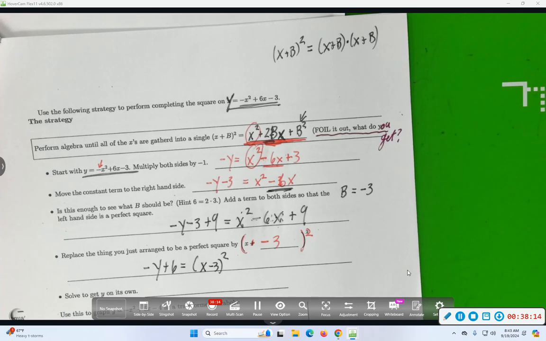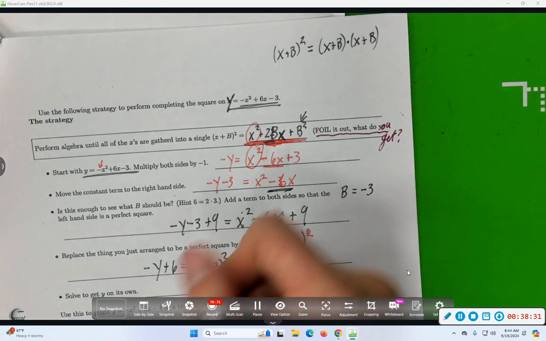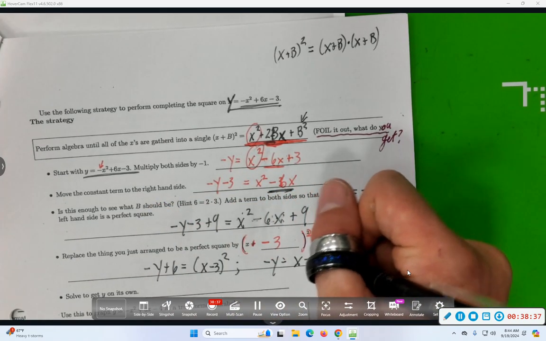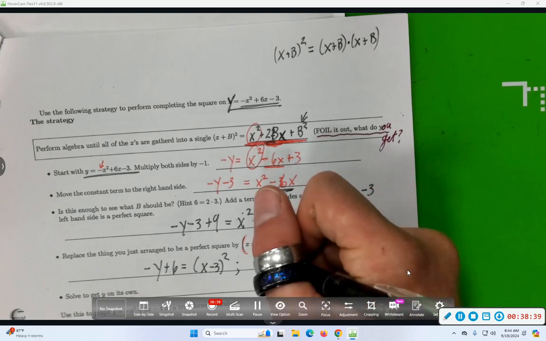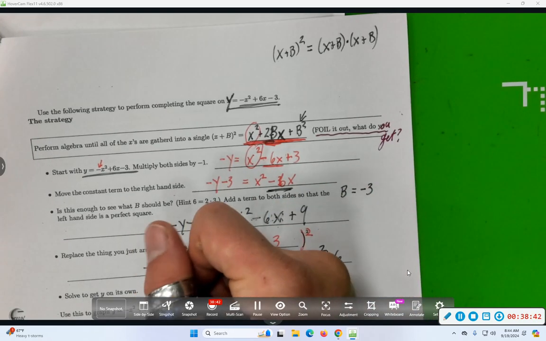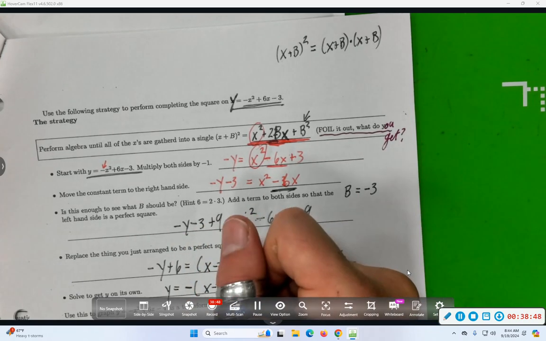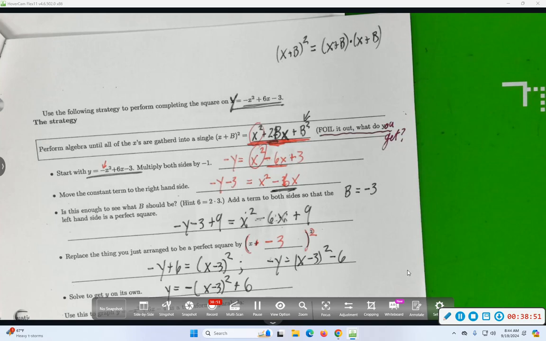All right, could I now do some more algebra to just get y on its own? Let's do that. I guess I need to add 6 to the other side. Wait, subtract 6 to the other side. Subtract 6 to the other side, and then deal with the negative sign in front of y. So subtract the 6, negative y equals x minus 3 quantity squared minus 6. Deal with the negative sign in front of y. Y equals negative x minus 3 quantity squared minus 6 becomes plus 6. That feel pretty okay? All right.